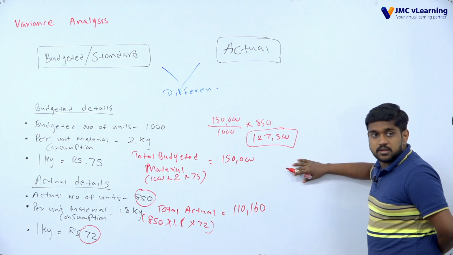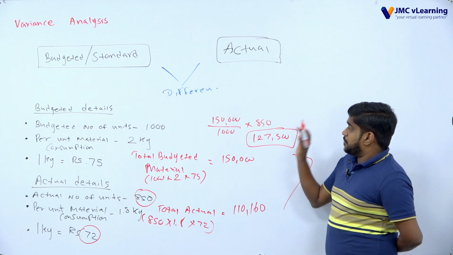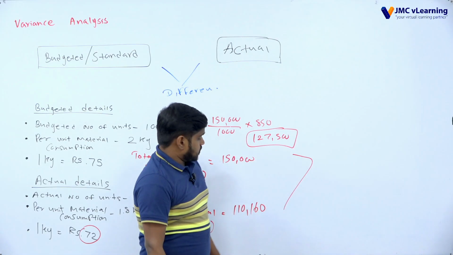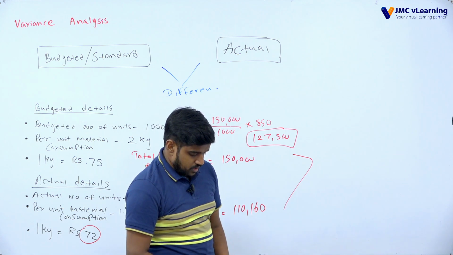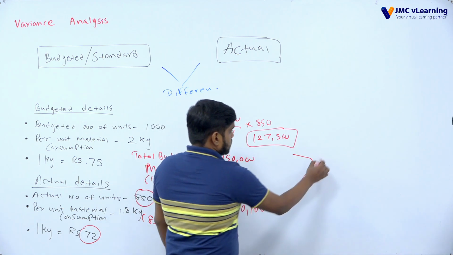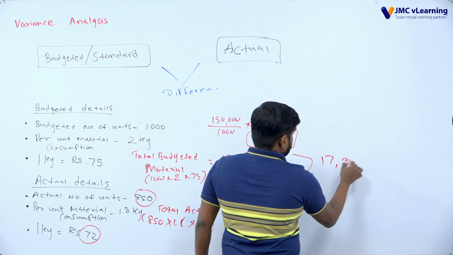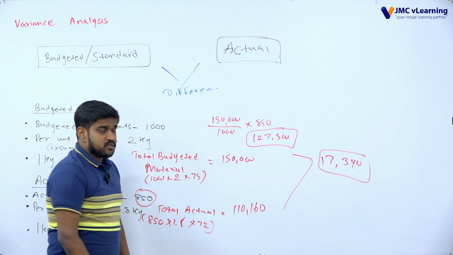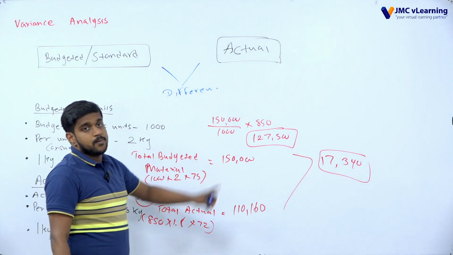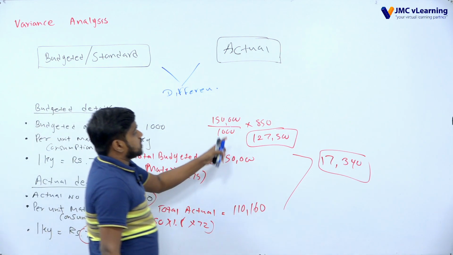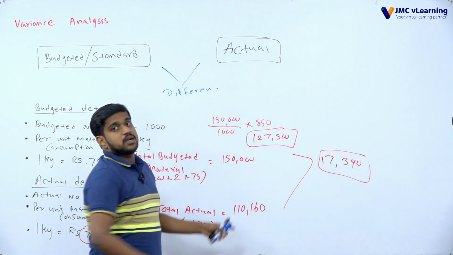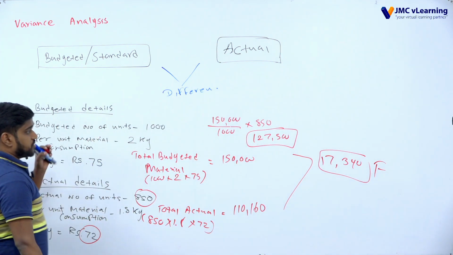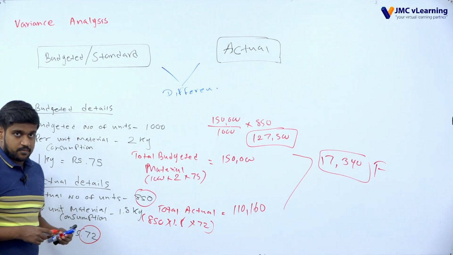As per our comparison, we can identify our flex one is 127,500, but our actual one is less than this, that means 110,160. Our difference is 17,340. That means we have a favorable or adverse difference. As per our flex details, we expected to incur 127,500, but our actual one is 110,160. So we can identify this as a favorable one for our organization. That means a 17,340 favorable variance.